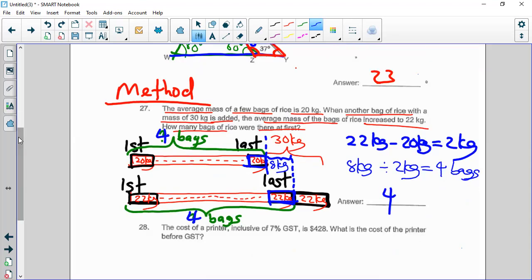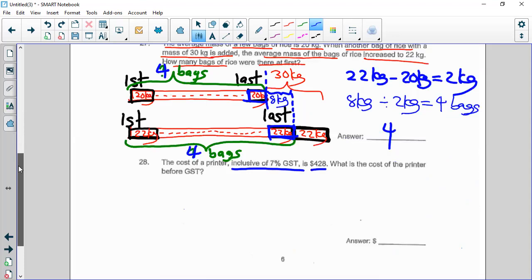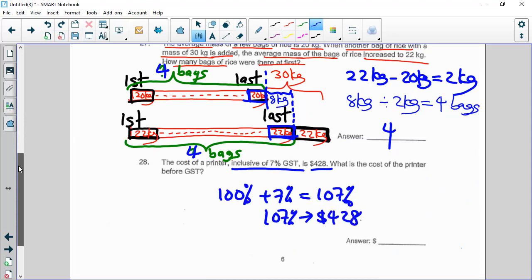Okay, all right, so question 28, let's go on. The cost of a printer inclusive of 7% GST is $428. So that must be 100%, which is the original price, plus another 7% GST. So that will be 107%, right? So 107% is the cost of the printer inclusive of GST, right?